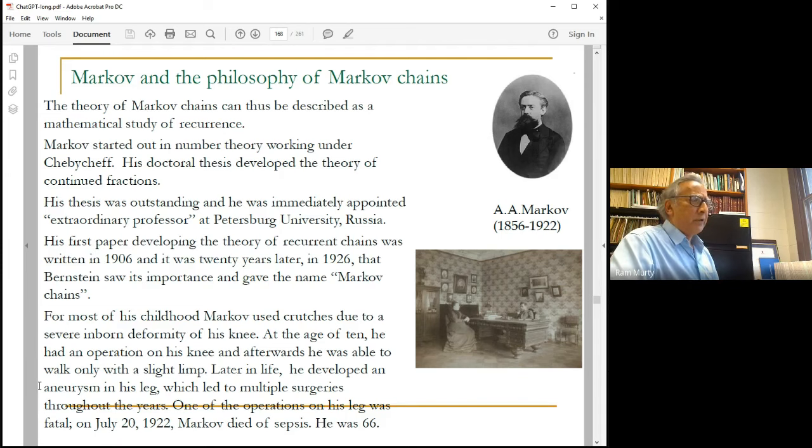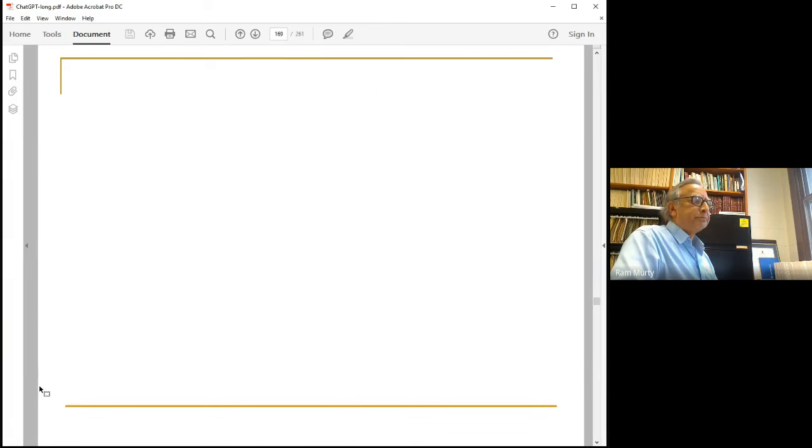For most of his childhood, Markov used crutches due to a severe inborn deformity of his knee. At the age of 10, he had an operation on his knee, and afterwards he was able to walk only with a slight limp. Later in life, he developed an aneurysm in his leg, which led to multiple surgeries. Unfortunately, one of those operations was not successful. He died on July 20th, 1922, and he was only 66. I give this picture because many times when he was crippled and unable to move around, his wife helped him quite a bit. She was also knowledgeable in mathematics.